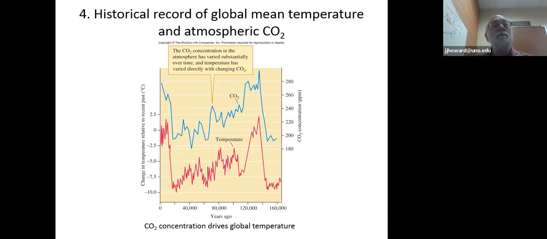So CO2 is the main driver of global temperature. Water vapor did not vary in this way. So even though there's a lot of it and it contributes half the greenhouse effect, water vapor does not drive global temperature. Carbon dioxide does.